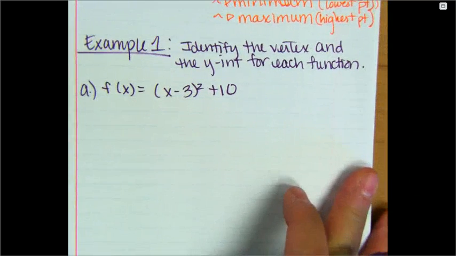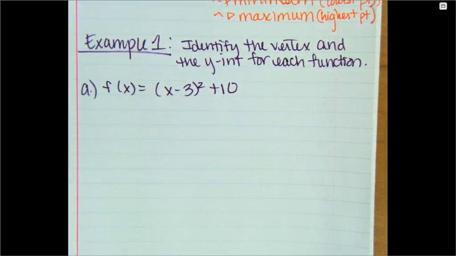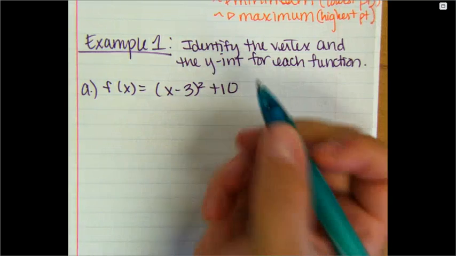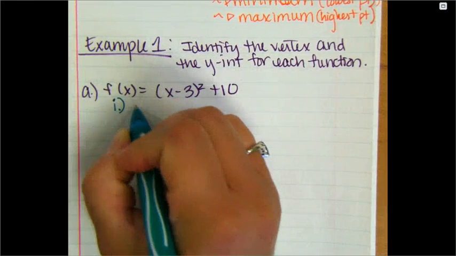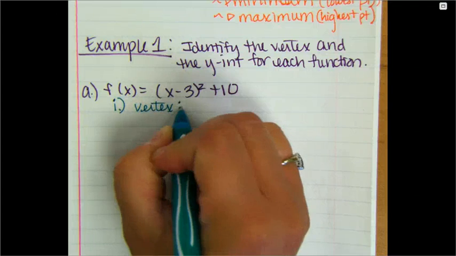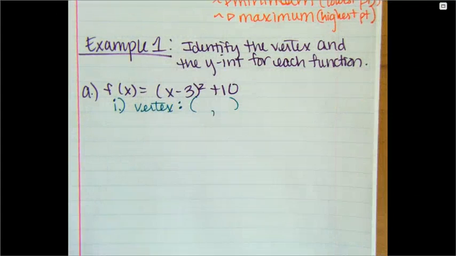All right, so you're going to do f of x equals (x minus 3) quantity squared plus 10. You're going to identify the vertex, and you're going to identify the y-intercept. All I want you to do right now is the vertex. I want you to talk to your neighbor and identify the vertex for me right now.